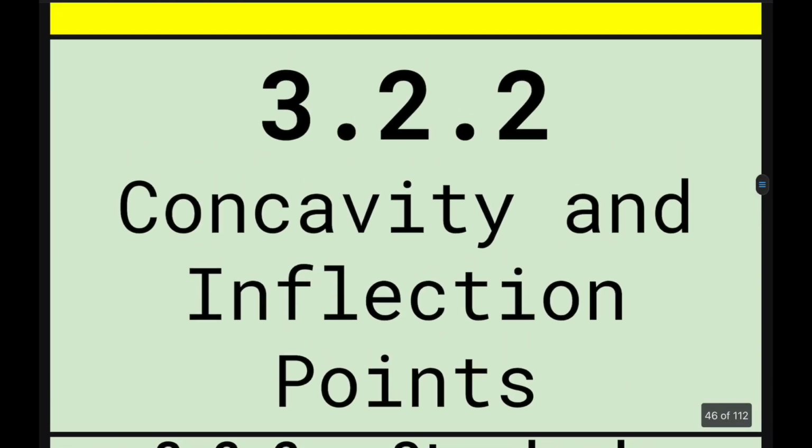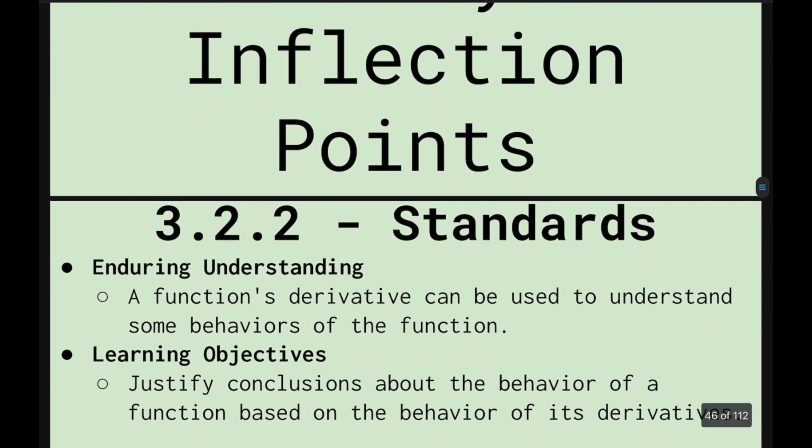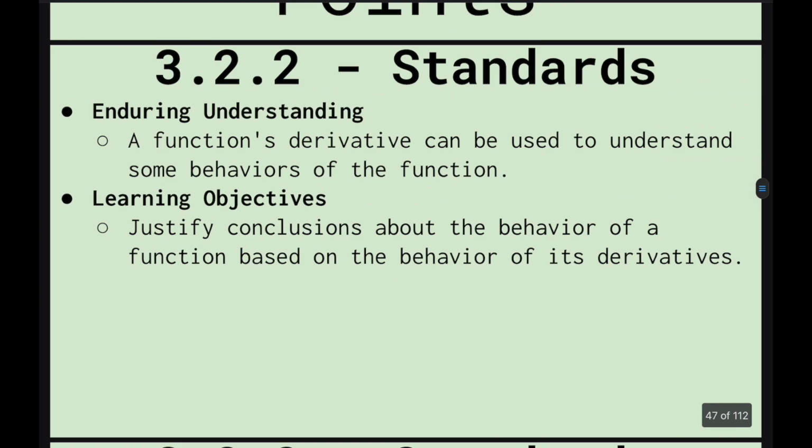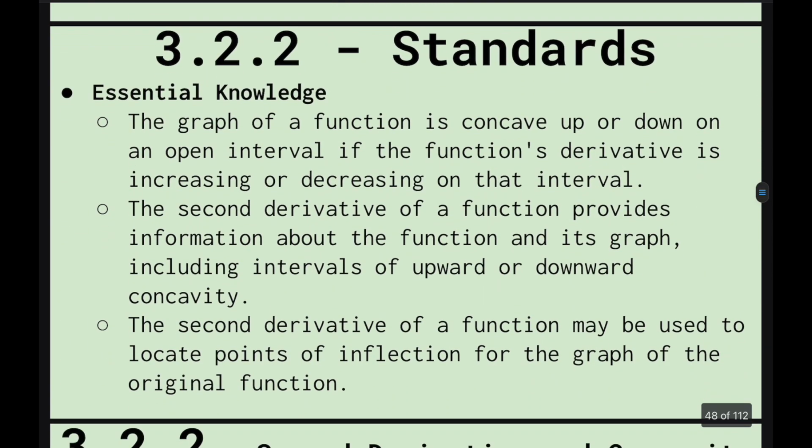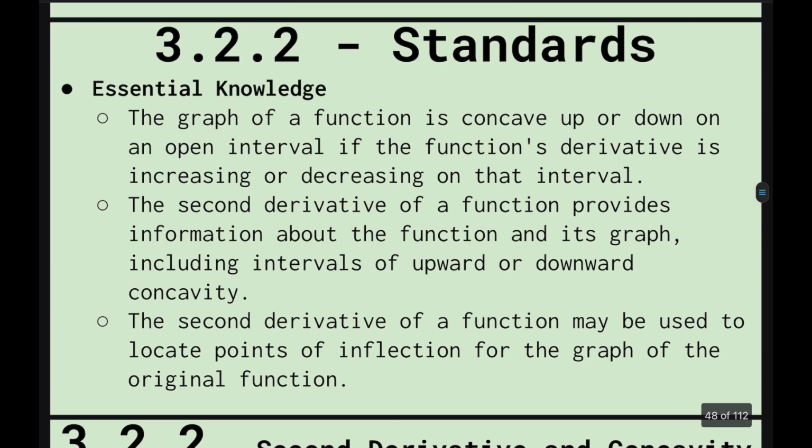All right, next section is all about concavity and inflection points, and the standards are: a function's derivative can be used to understand some behaviors of the functions, same enduring understanding as the last section. The learning objective this time is that you need to be able to justify conclusions about the function based on its derivatives. In this case, it's the second derivative. The standard: the graph of a function is concave up or concave down on the open interval if its derivative is increasing or decreasing.